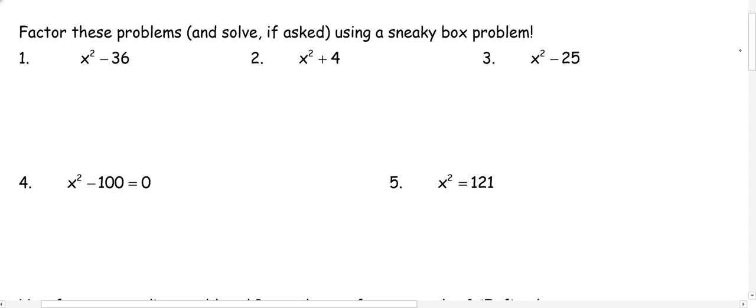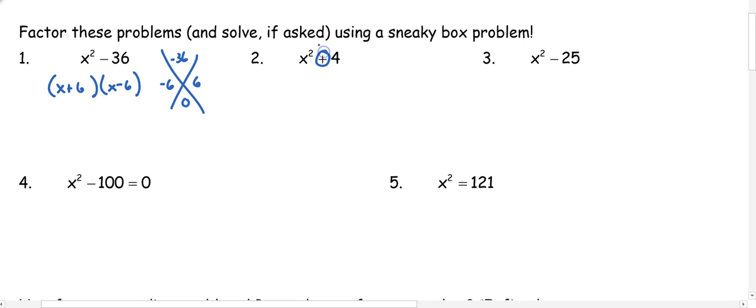So in number 1, we have x squared minus 36. So we need two numbers that multiply to negative 36 and add to 0 because there is no x term. So two numbers that multiply to negative 36 and add to 0 are negative 6 and 6. So another way we could have thought about this is that the square root of 36 is 6, and we get one of each sign. So I'm going to break x squared into x and x, and then I have x plus 6 and x minus 6.